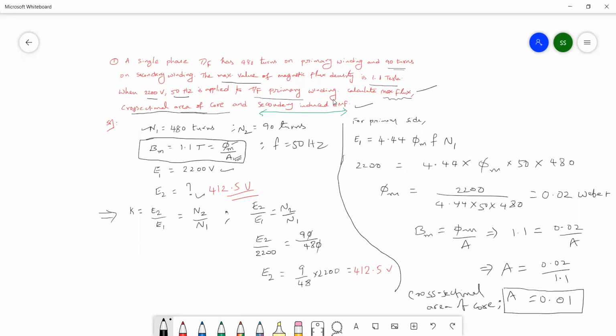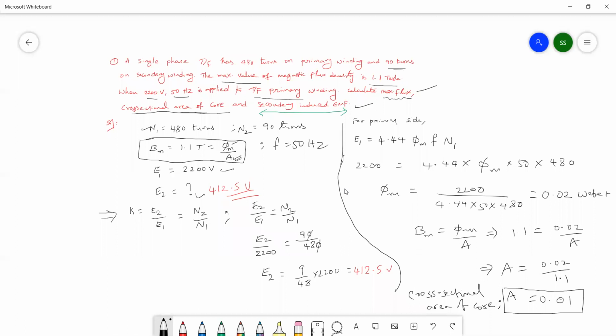Don't understand how to solve the problems on EMF equation of single phase transformer? Just you need to identify the given terms, that means your given data, and you need to apply your regular formulas. That's it. There is no complexity in solving the problem. Just you have to know the given data which is related to which one.